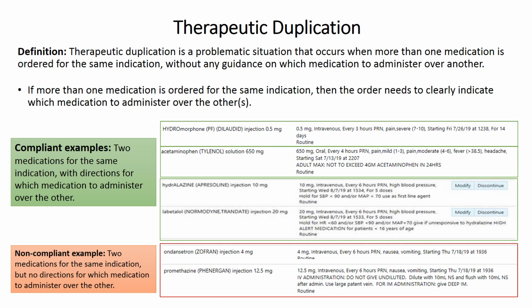So here are some compliant examples. In the green, so green means go, so woohoo, let's go. Two meds for the same indication with directions for which medication to administer. So Dilaudid 0.5 milligrams every 3 hours for severe pain, starting at this date and this time for 2 weeks. Okay, and then Tylenol, this dose every 4 hours for pain 1 to 3, pain 4 to 6, or a fever.